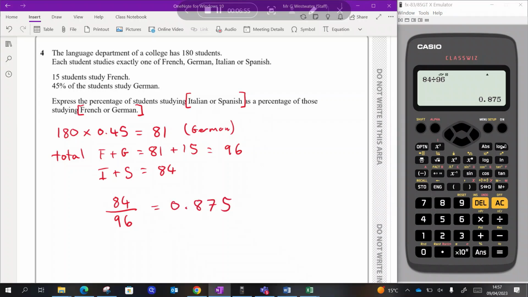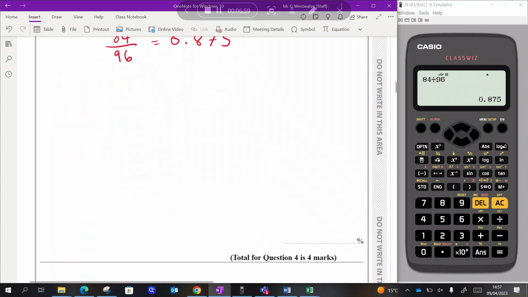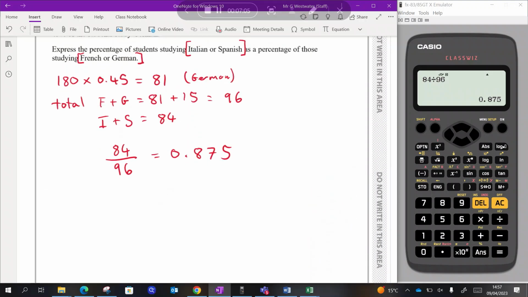0.875. It wants it as a percentage. Express the percentage of students. So this is going to be 87.5%. To go from a decimal to a percentage, we multiply by 100. Okay?